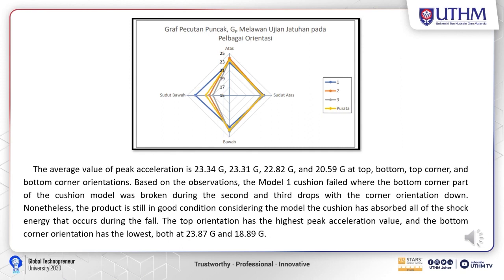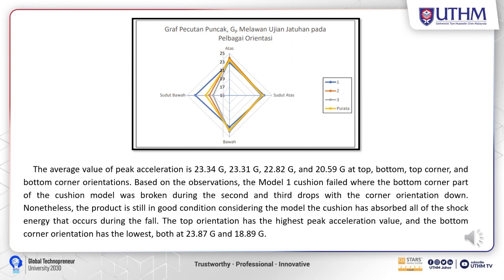From the figure, with 3 times of fall, the average peak acceleration is 23.34, 23.31, 22.82, and 20.59. Each of these is at the orientation of top corner and bottom corner respectively. From our observation, the model 1 cushion failed where the bottom corner of the cushion model was broken during the second and third drops at the bottom corner orientation. Still, the product is in good condition since the cushion model has absorbed all the shock energy that occurs during the fall.